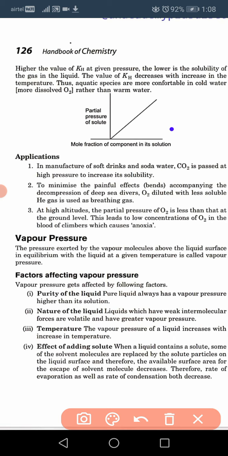Third is high altitude. At high altitude, the partial pressure of O2 is less than at ground level. This leads to a low concentration of O2 in the blood of the climber, which causes anoxia.